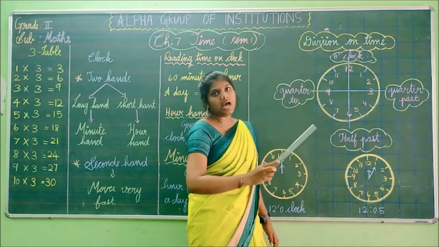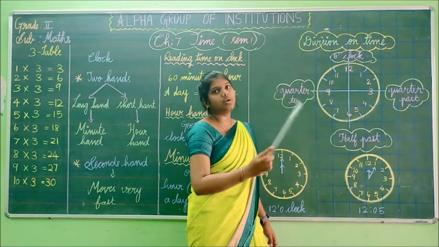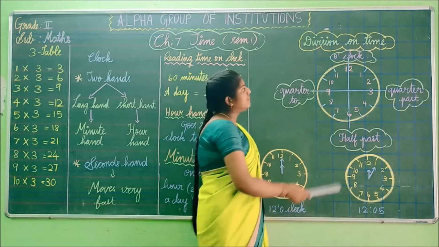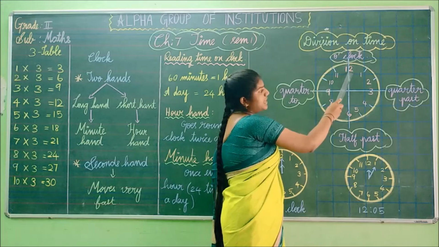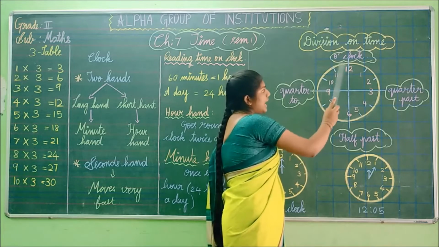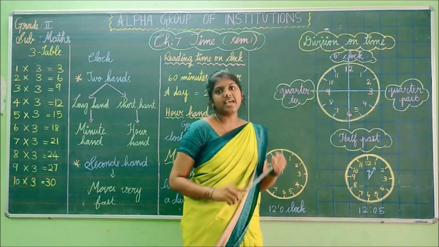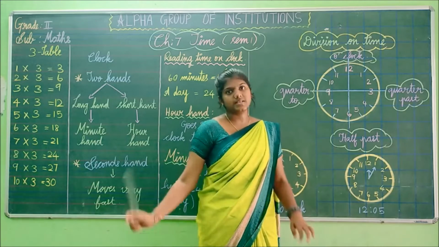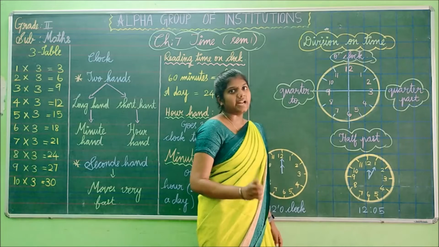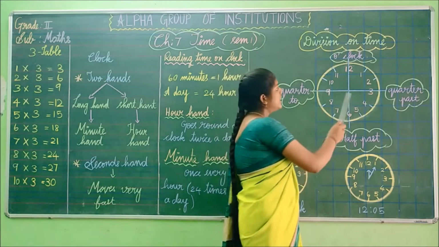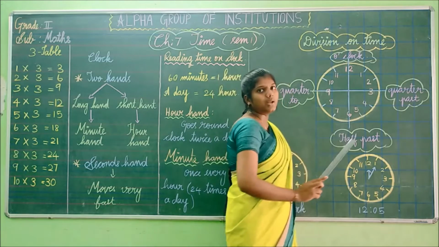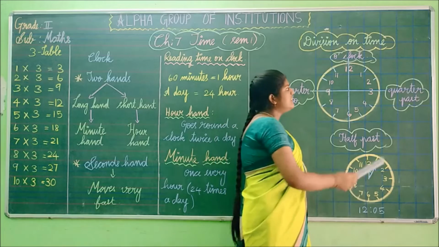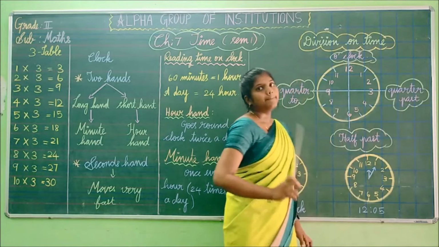O'clock, 1 o'clock, 2 o'clock, 3 o'clock, like that we will say. When the long hand, that is the minute hand, is present towards 12, we will say 12 o'clock, 1 o'clock, 2 o'clock, and so on. And if the minute hand, that is the long hand, is pointing towards 3, we will say quarter past.